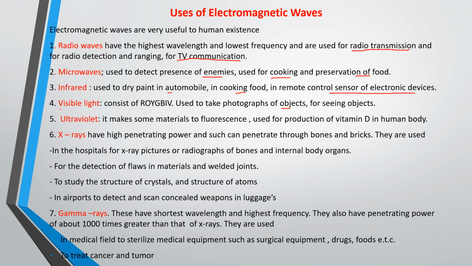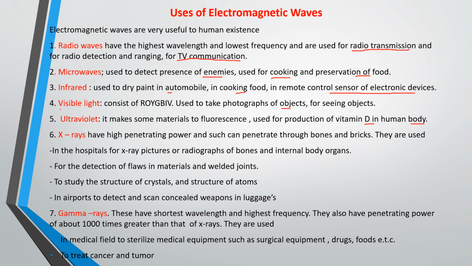Then we have the UV rays or the ultraviolet rays. They make materials fluoresce, that is, they make materials glow, and they are also used to produce vitamin D in the human body. You know, that's why they say stay in the sun for some time, early morning sun in the morning. It is for your body to absorb UV radiation. Then we have X-rays. X-rays have high penetrating power, and as such they can penetrate through bones and bricks. They are used in hospitals for X-ray pictures or radiographs of bones and internal body organs.